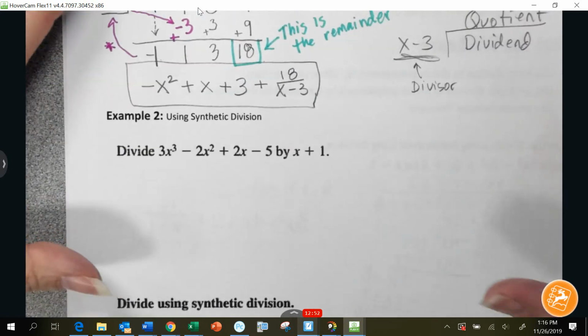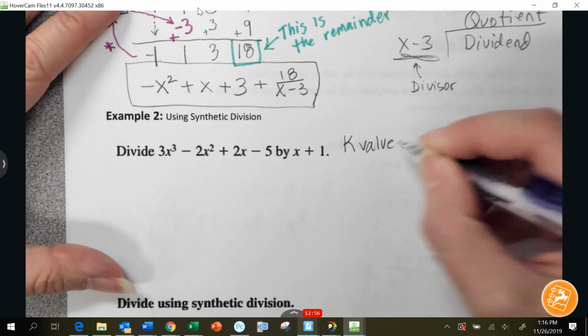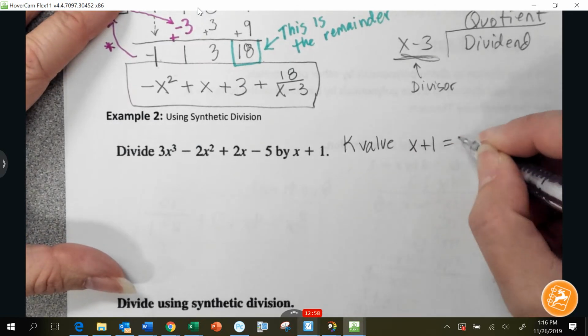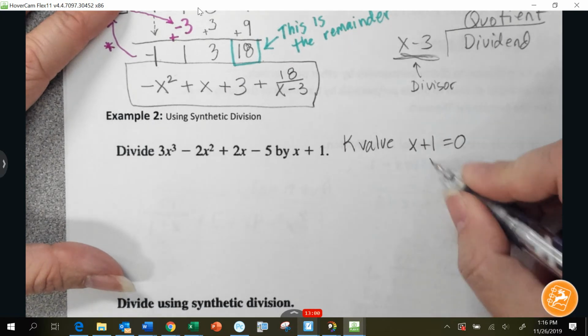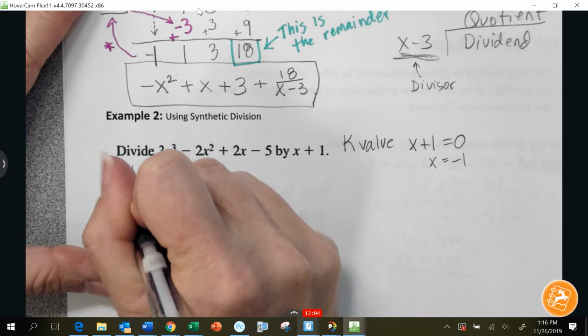We're going to start by finding our k value. So we do x plus 1 equals 0. So what is our k value? Okay, so I'm going to put that in the box, negative 1.